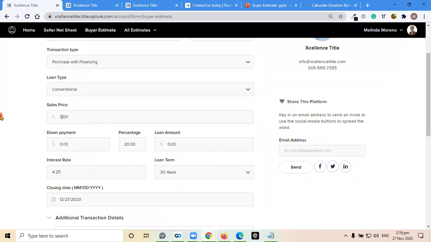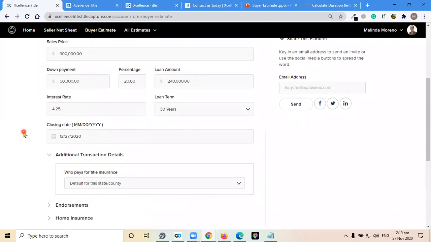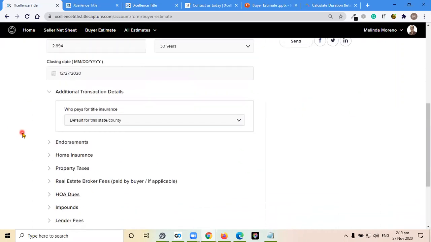Type in the sales price, which is $300,000. All right. And for the down payment, we're going to have a 5% down payment for $15,000. And the interest rate, we're going to say 2.894, and the loan term is 30 years.